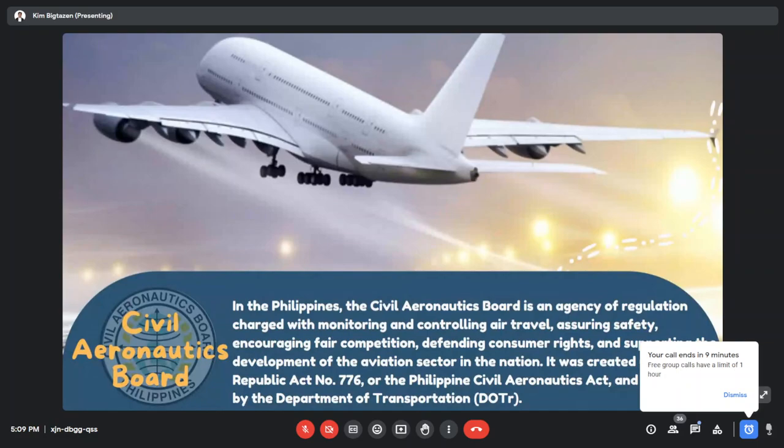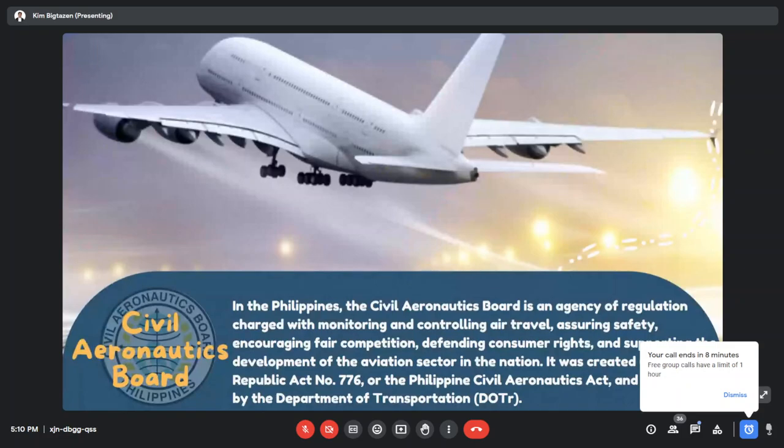So next, we have the Civil Aeronautics Board or CAB. So again, the LTO or LTFRB, or in Marina, the third counterpart in aeronautics or in aviation, which is CAB. In the Philippines, the Civil Aeronautics Board is an agency of regulation charged with monitoring and controlling air travel, assuring safety, encouraging fair competition, defending consumers' rights, and supporting the development of the aviation sector in the nation.